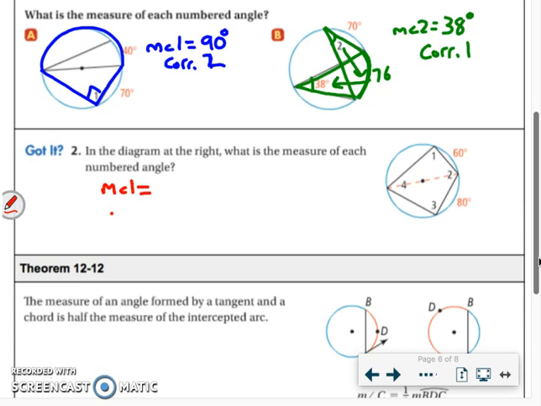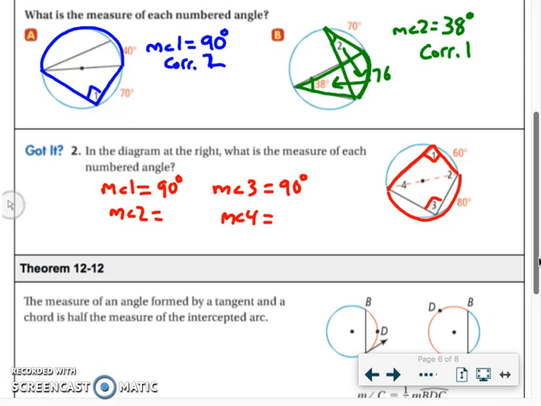All right, what is the measure of each numbered angle? They're looking for angles 1 through 4. With these ones, feel free to look at whatever one is easiest first. You do not have to go in order at all. One thing I might notice right away is that angle 1 is one of the easy ones. Since it's cutting off a semicircle, that has to be a 90. Same exact thing with 3, plus the opposite angles need to add up to 180. So angles 1 and 3 should both be a 90 this time, since they're both cutting off exactly half the circle.